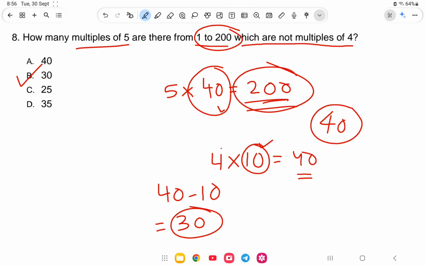So the answer is option B, because we take the multiples of 5 which are not multiples of 4, so we subtract. It will be 40 minus 10, that is 30. So this is the correct answer. Let us go to the next question.